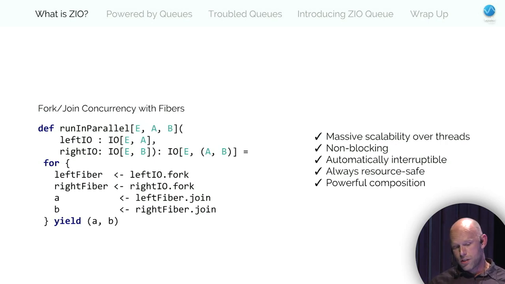The benefits of this fiber-based concurrency model are massive scalability over native threads. It's totally non-blocking. It's automatically interruptible. It's always resource safe, and it gives you extraordinary powers of composition.